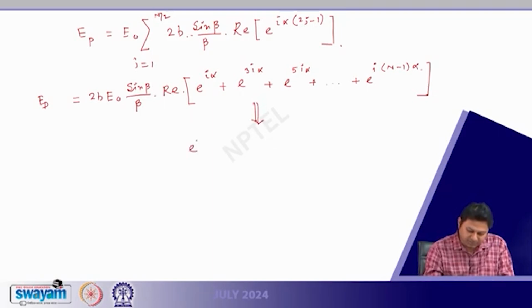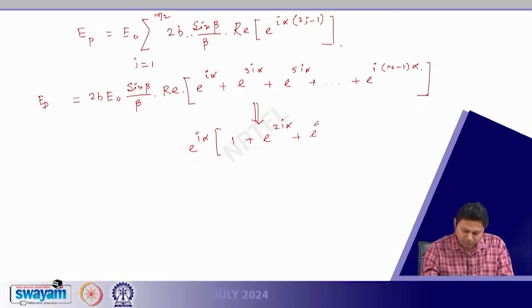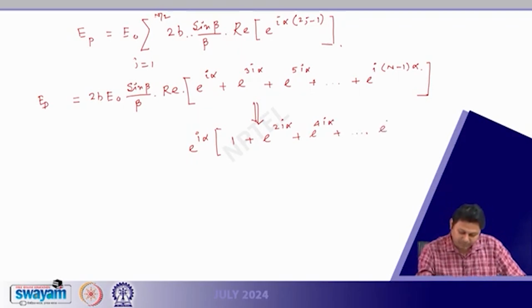So, here if I take e to the power I alpha common, then the rest of the term we have is 1 plus e to the power of 2 I alpha plus e to the power of 4 I alpha and so on, and the last term will be e to the power of I, because I am taking e to the power I alpha common. Then this term will be n minus 2 alpha.